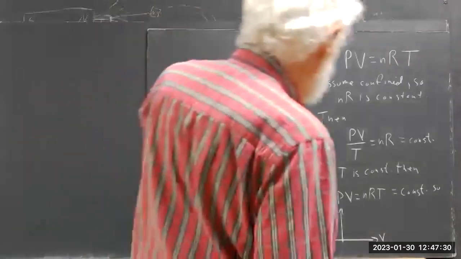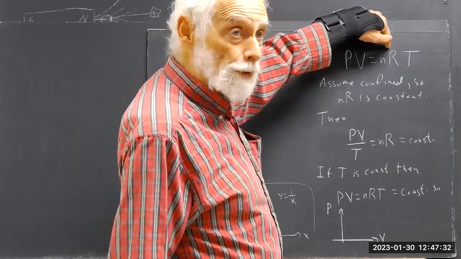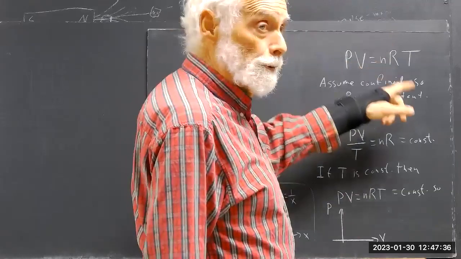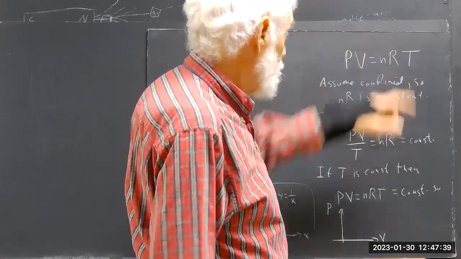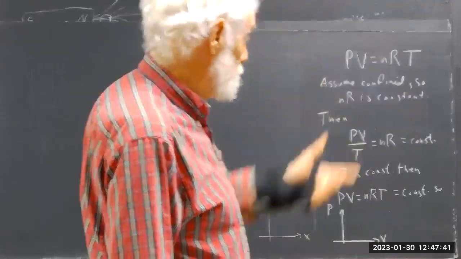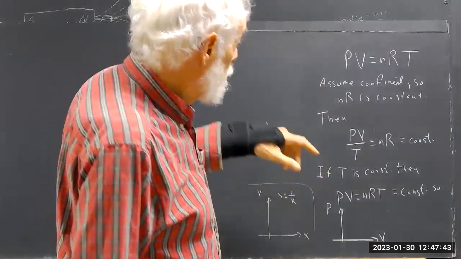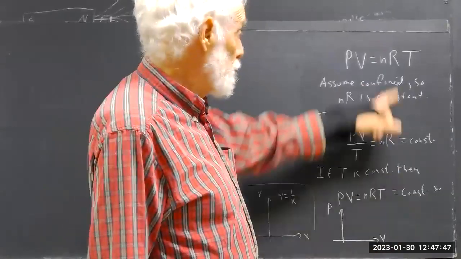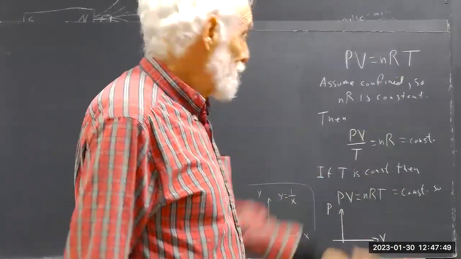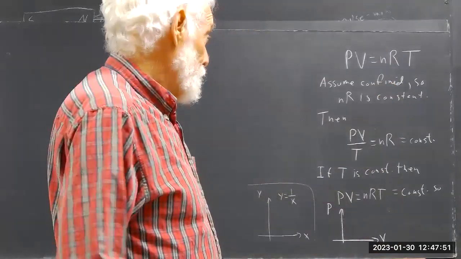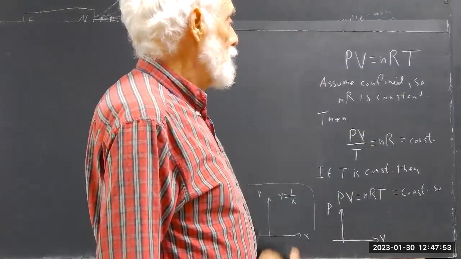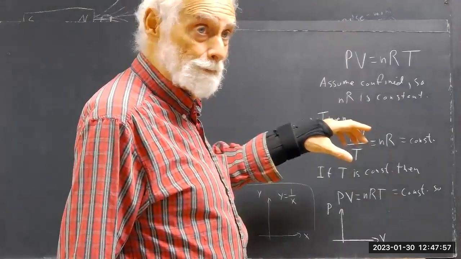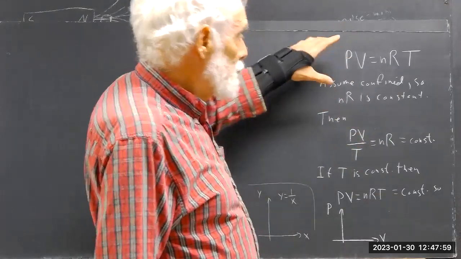Okay, so start out with, well, I assume you know this from chemistry. Pressure, volume, number of moles, temperature, and the gas constant, 8.31 joules per mole Kelvin. For particles, you multiply by Avogadro's number. We assume that the gas is confined so that nR is constant. This is the gas law. This is the ideal gas law.